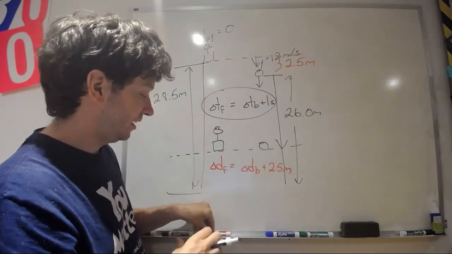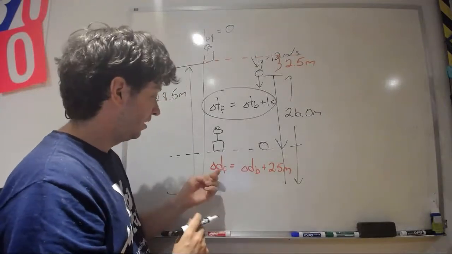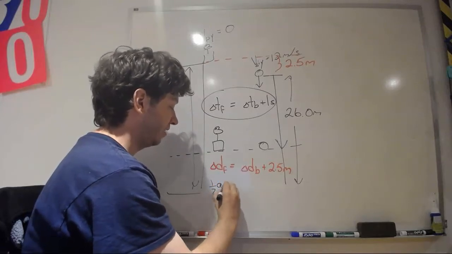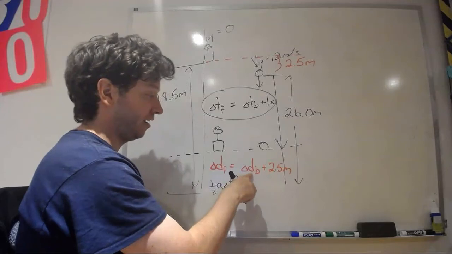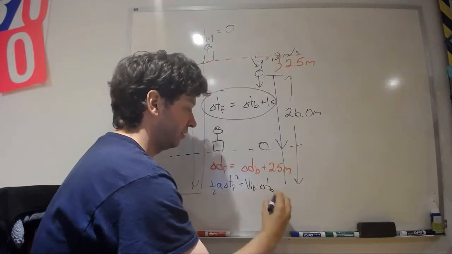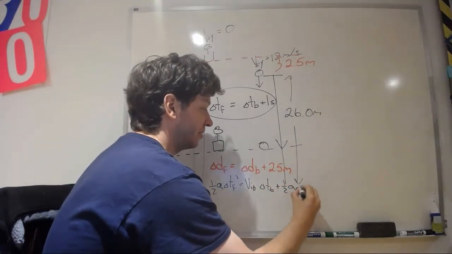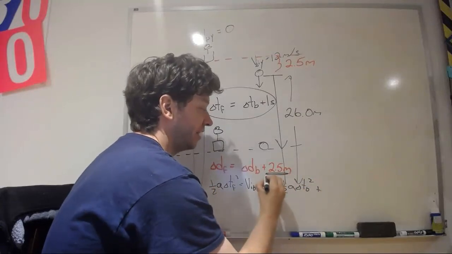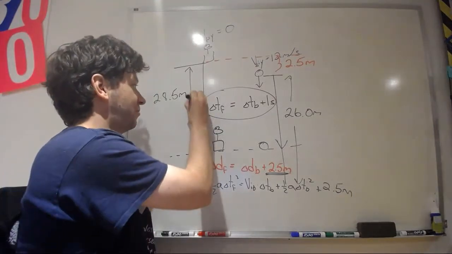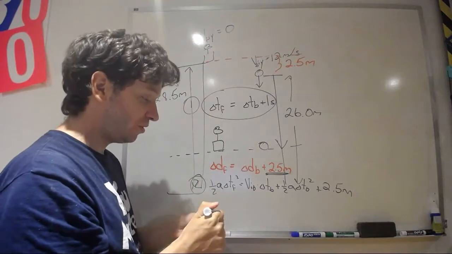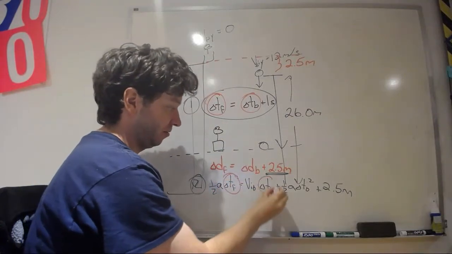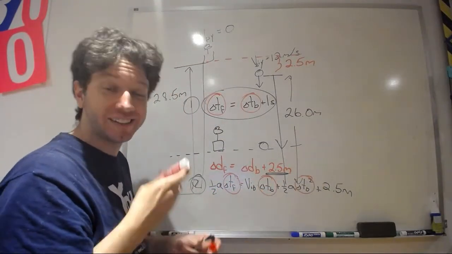Now what I can do is start using our equations of motion. For the flower pot, I know the initial velocity is zero, so I can write this as just 1/2 a delta t for the flower pot squared. And for the ball, the initial velocity is not zero, so I have initial velocity of the ball times the time for the ball plus 1/2 a times the time for the ball squared plus that additional 2.5 meters. And now look at our equations. Let's call this equation 1 and this equation 2. So we have two equations and two unknowns. Two equations, two unknowns. Now it becomes a math problem.